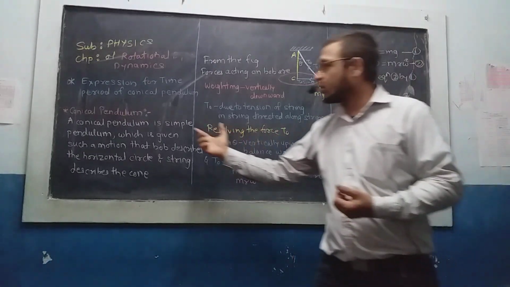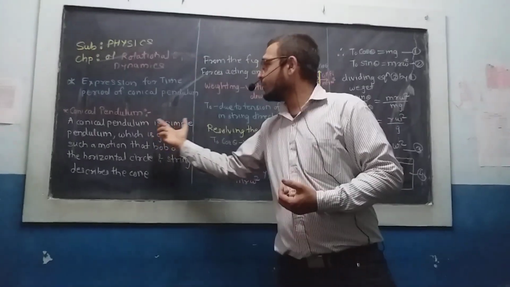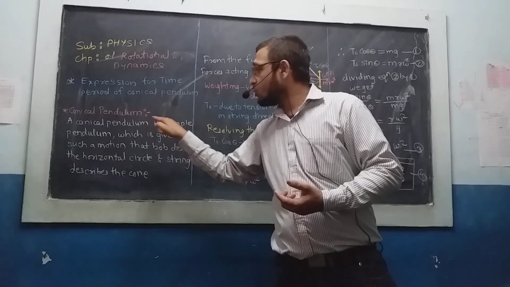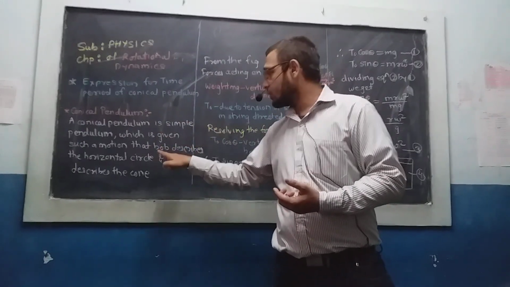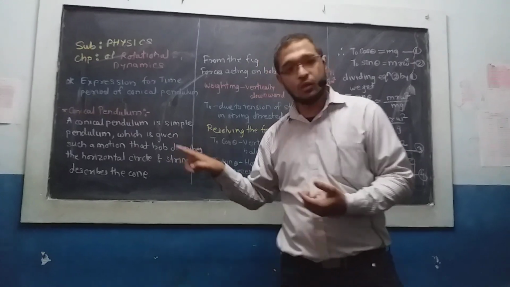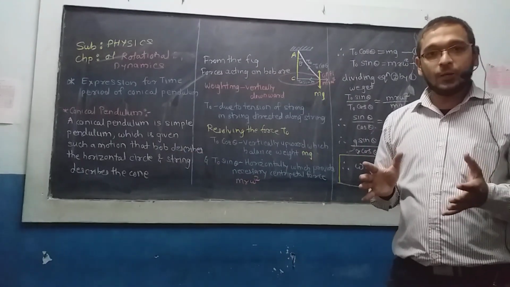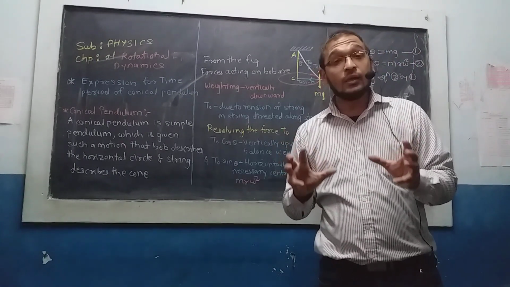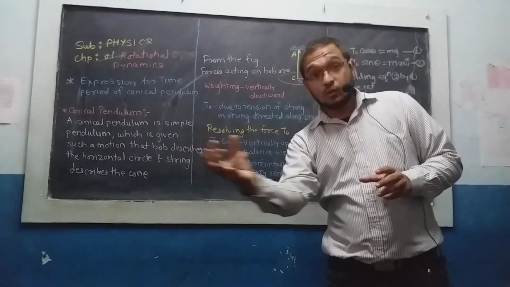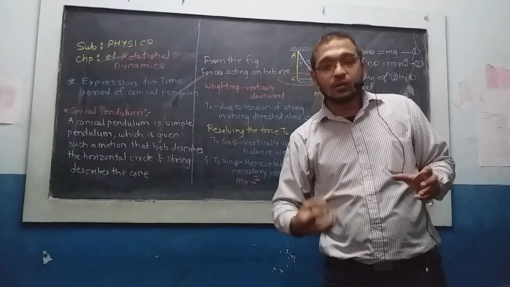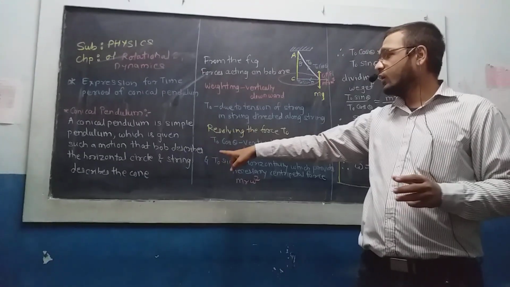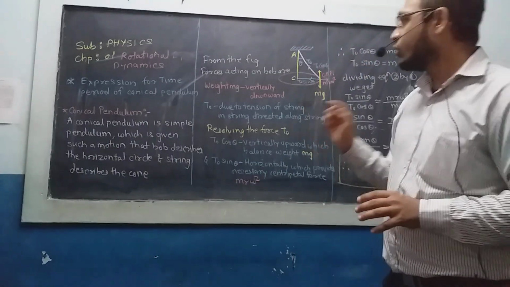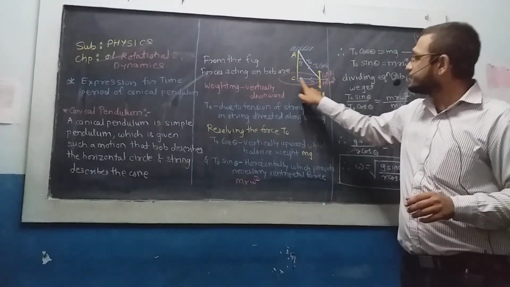So what is the definition of conical pendulum? A conical pendulum is a simple pendulum which is given such a motion that the bob describes a horizontal circle and the string describes a cone. Such a motion of a simple pendulum is called a conical pendulum. You can see the figure here.